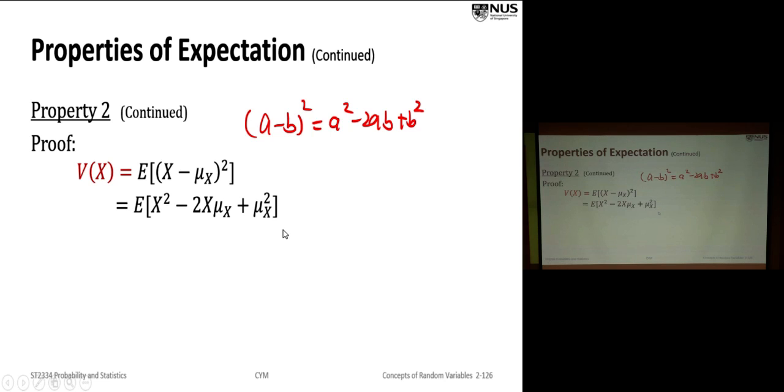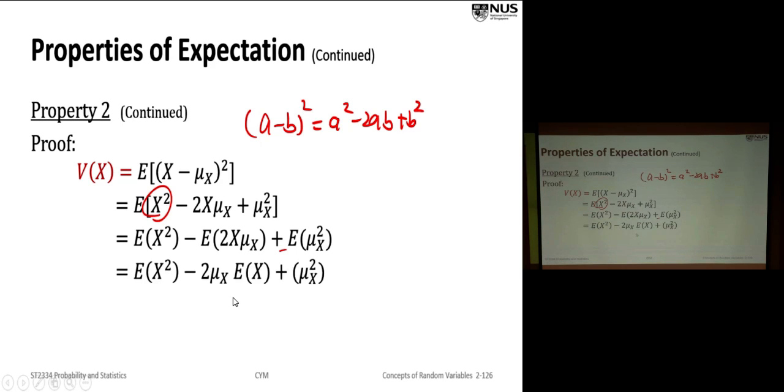So according to property 1, I can rewrite this as the expectation of g1(x) minus 2 times the expectation of g2(x) plus the expectation of g3(x). All right? So I just copy this. For this one, remember what we just discussed: the expectation of ax is equal to a times the expectation of x. So I can bring out this and this. Remember, mu x is a constant. It represents the expectation of x. It's a constant, it's not a random variable. So I bring these two out.